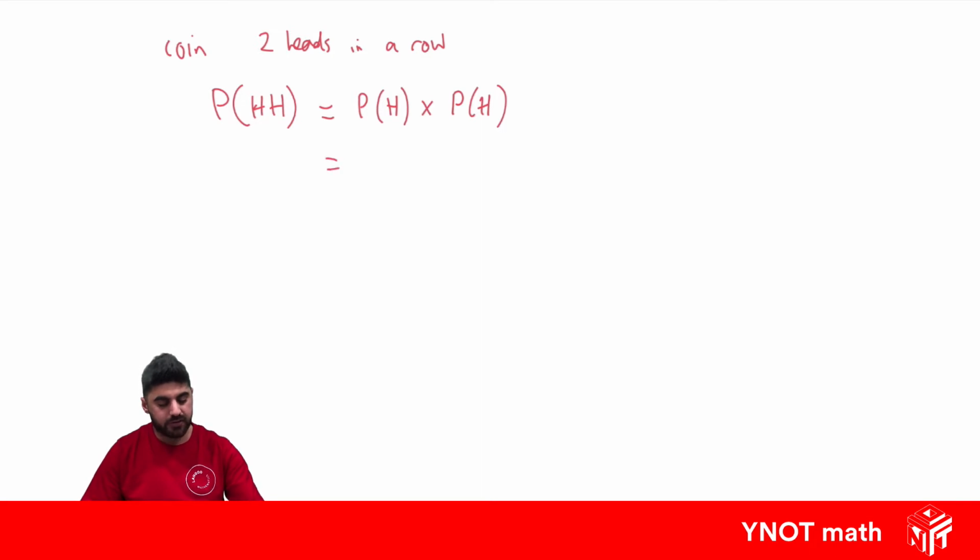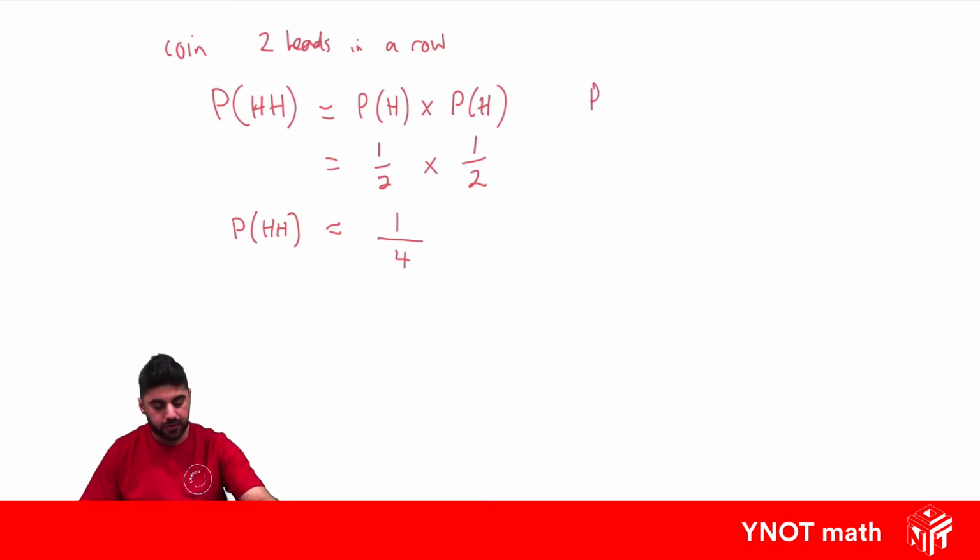Well, we know the probability of getting a head is 1 out of 2, and the probability of getting another head is also 1 out of 2. Multiplying fractions, we times numerator by numerator and denominator by denominator, so 1 times 1 is 1 and 2 times 2 is 4. So the probability of getting two heads in a row is actually a quarter.